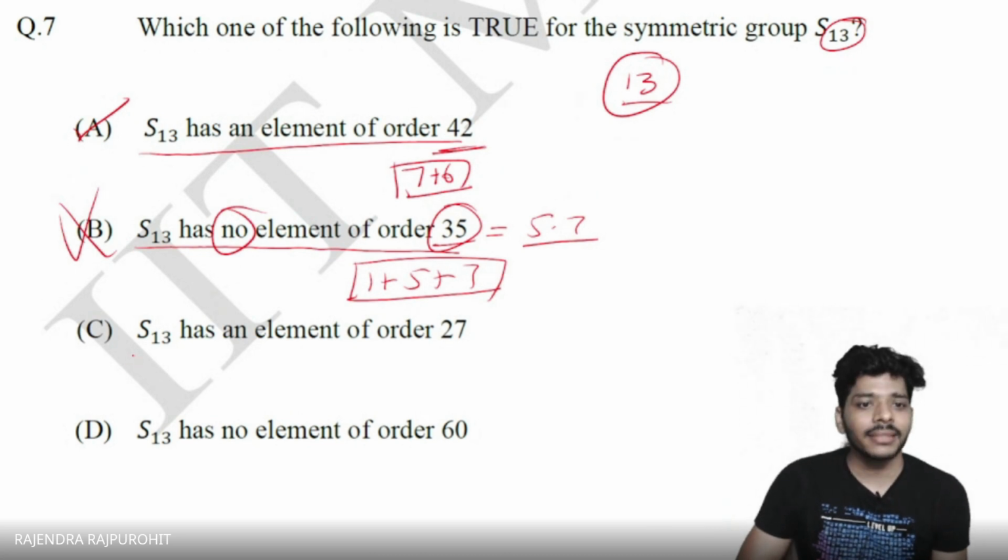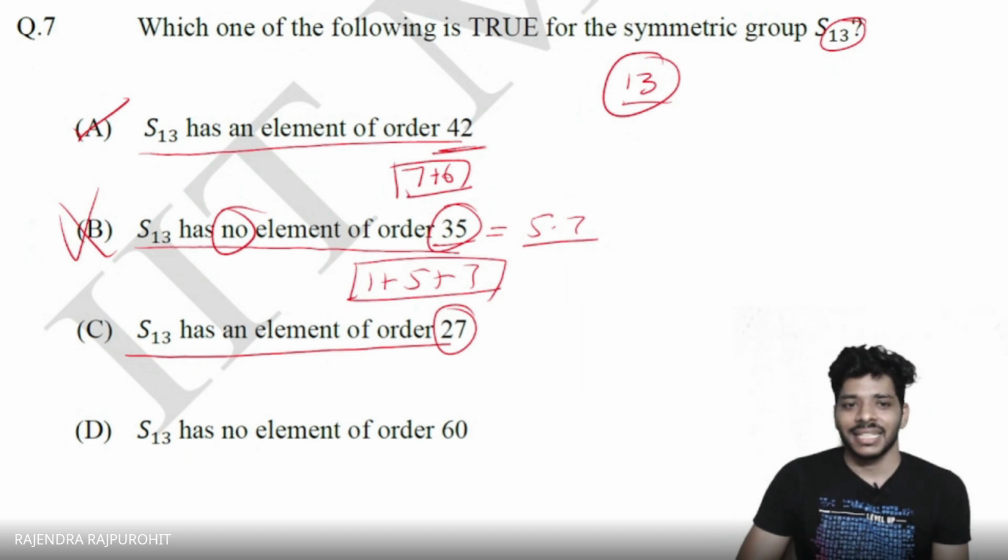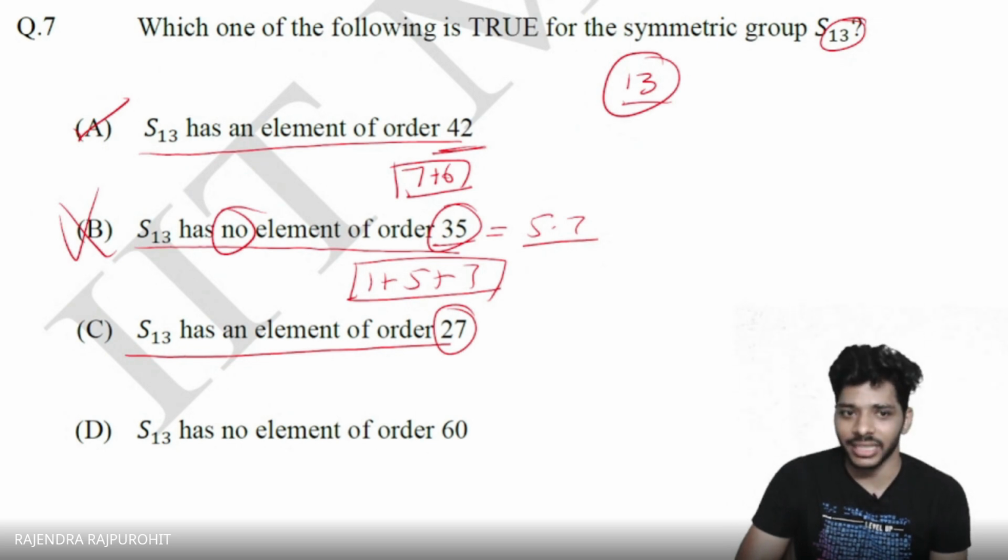Okay. S13 has an element of order 27. Now for 27, what do I need? The prime factorization is 3 cubed. But the LCM of 3s is nothing but 3 only. So I cannot reach 27 in any possible combination of partition of 13.